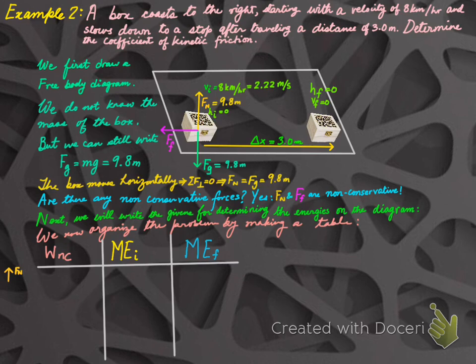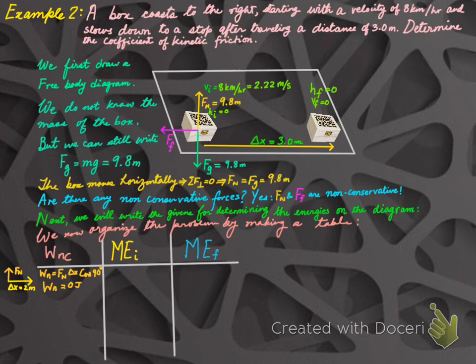So let us draw Fn, which is our first non-conservative force. And let us draw the displacement, which is 3 meters, to the right. Notice that the angle between the normal force and the displacement is 90 degrees. So we can write that the work done by the normal force is the normal force times delta x times cosine 90. And since cosine 90 is 0, therefore the normal force does 0 work or no work.